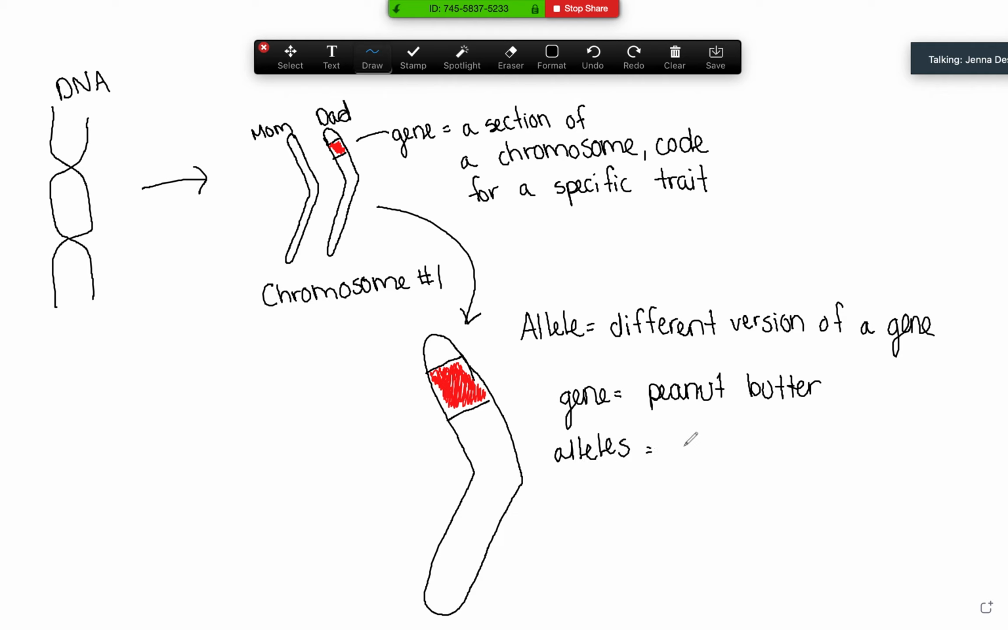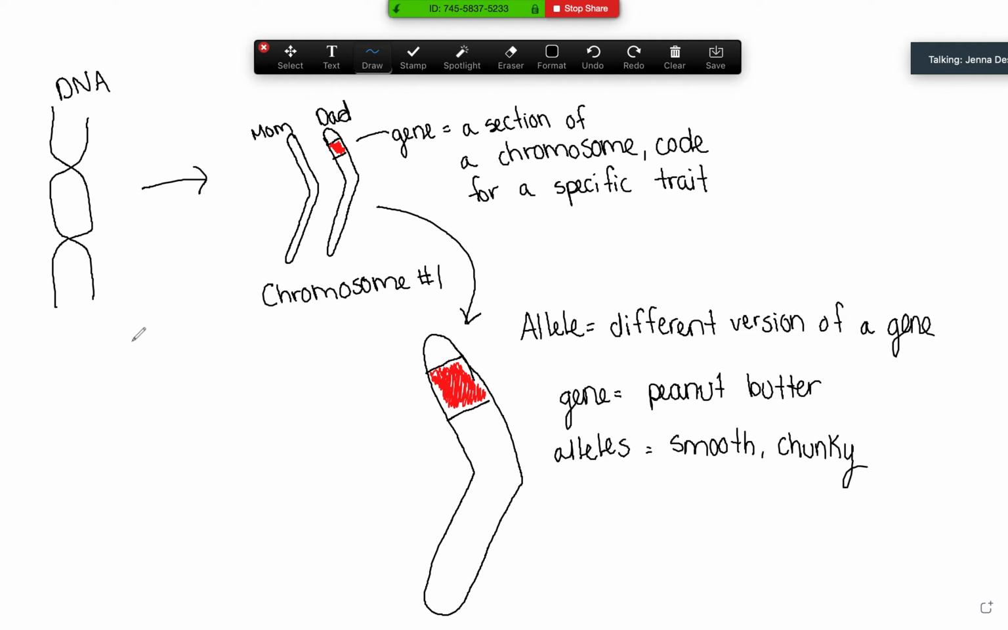Okay, so there's smooth peanut butter, there's chunky peanut butter. Those are the two basic kinds I can think of, but I'm sure there's more crazy types of peanut butter. Okay, so alleles are just more specific versions of a gene. A gene is more broad and the allele is more specific.